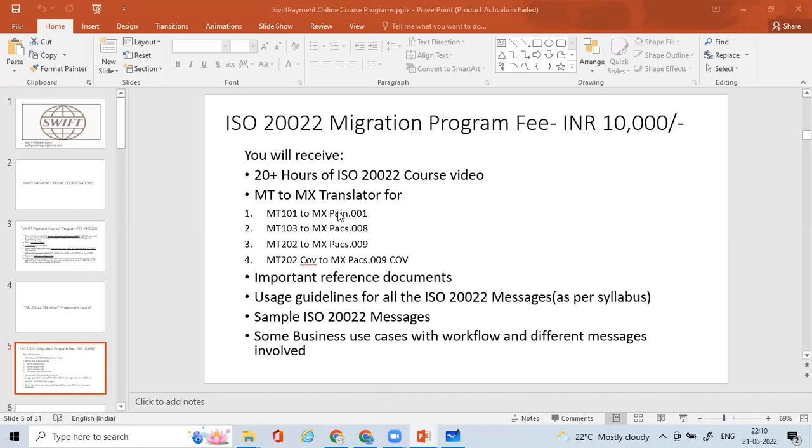You have a very good MT to MX converter tool, which I have developed, and you can easily understand the conversion between MTs and MX. Then you will also receive the important reference documents, user guidelines, sample ISO 2022 messages, and some business use cases with workflow and the different messages involved.